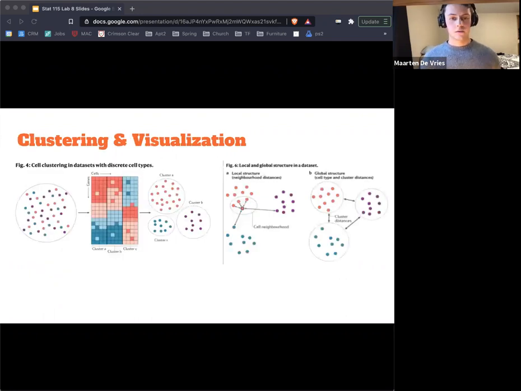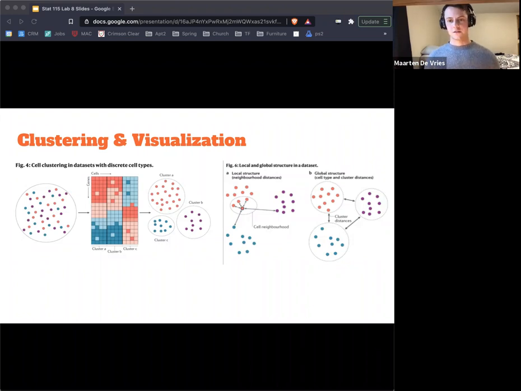Okay, then we have to cluster. Here we're grouping based on similarity in gene expression. And finding the optimal number of such clusters can be challenging. There are several methods to do it. Some methods are able to preserve the local structure, that is the within cluster distances between cells of the same type. Others will preserve the global structure, which is the between cluster distances.